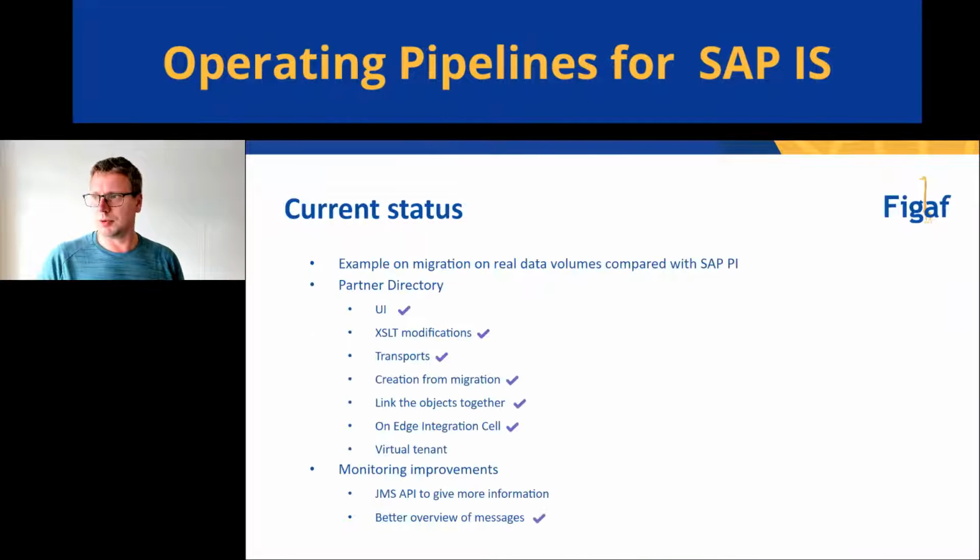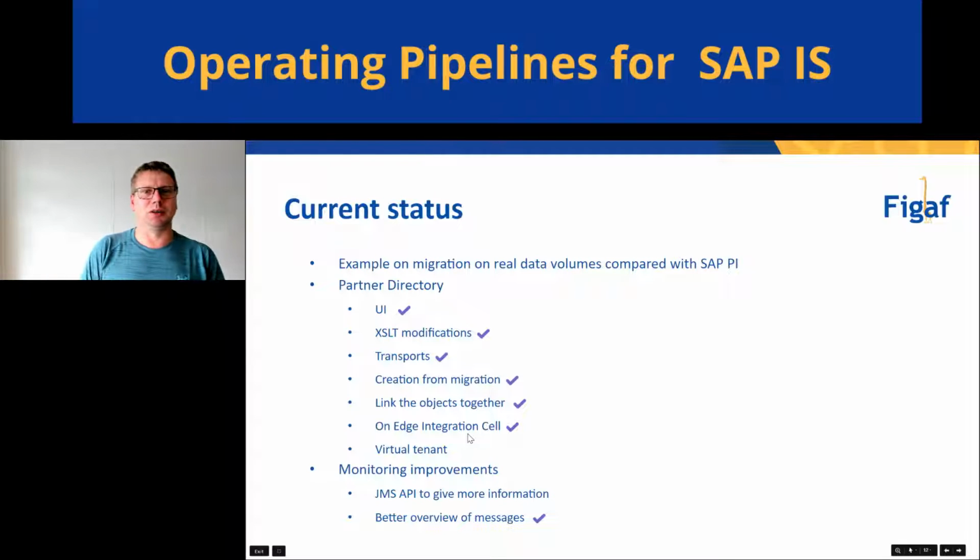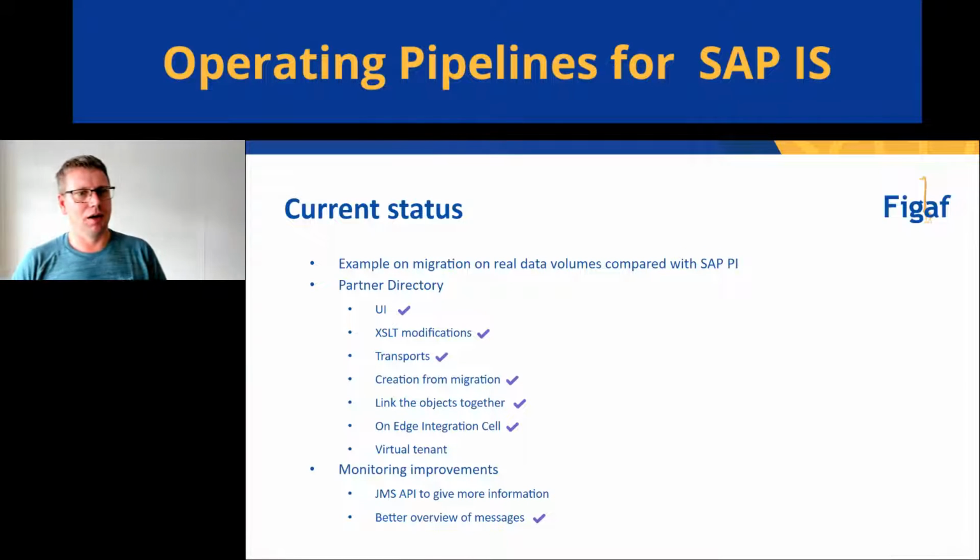We have the transport. This is the current status. For the partner directory, we have UI, XSLT. There is a challenge with its integration cell, but one of our customers used value mappings instead for those scenarios. So that's probably the way you can do it. It's not ideal, but hopefully partner directory will be on its integration cell at some point in time.